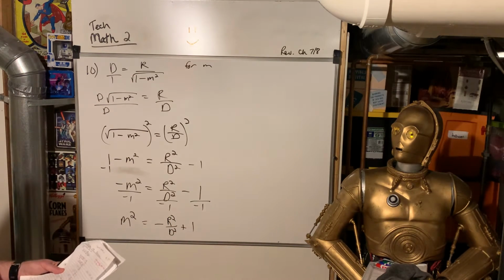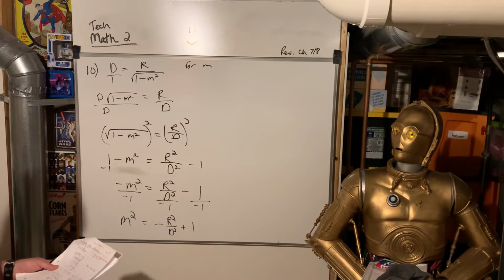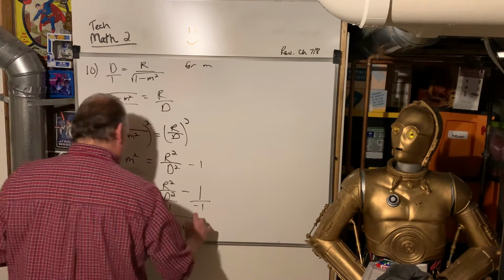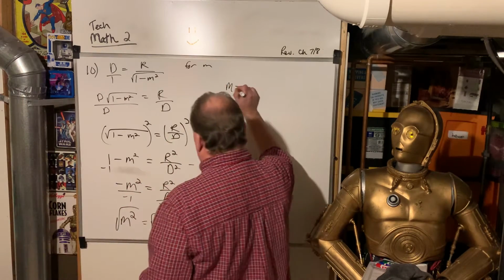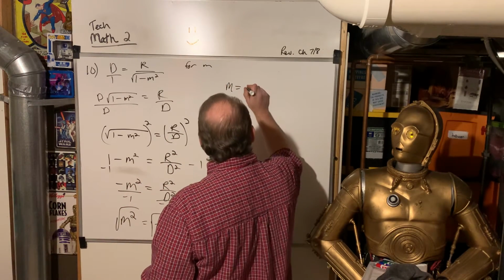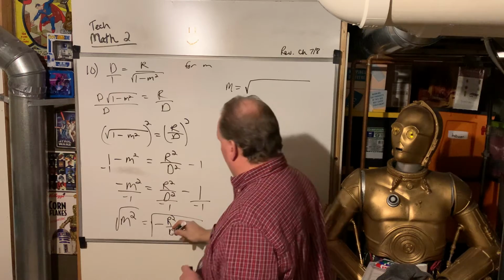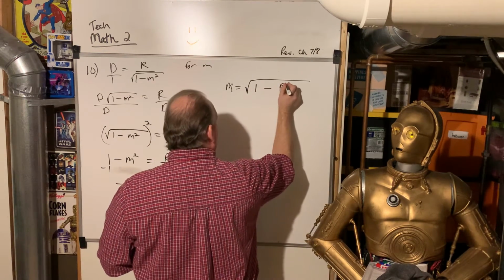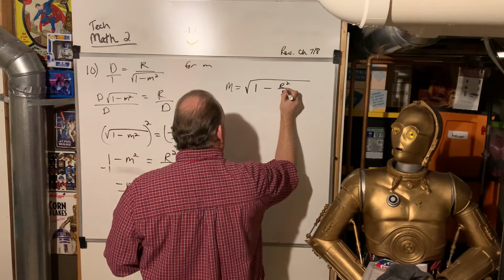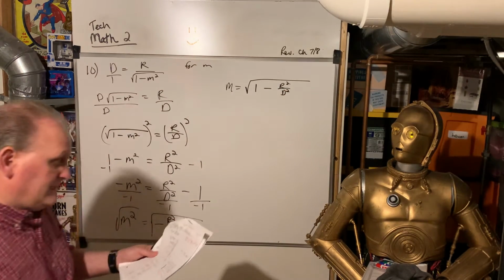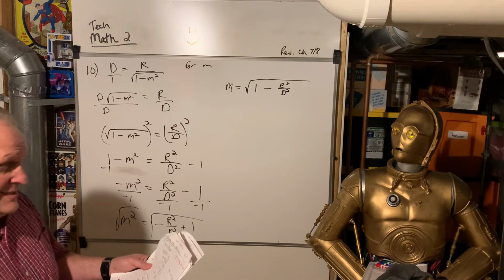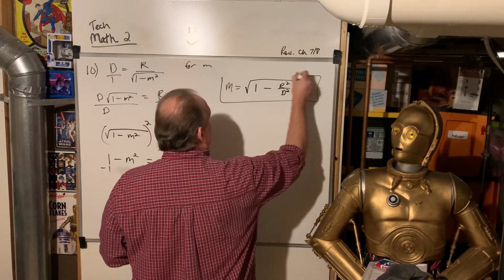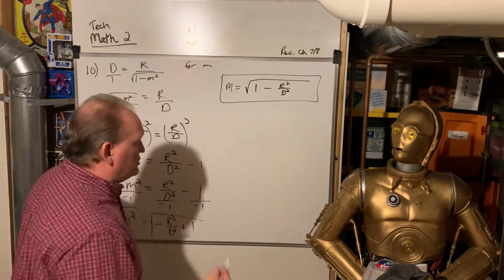And then I take the square root of both sides. But m is equal to the square root of, and I'll write it the other way around, 1 minus r squared over d squared. And so that is a good answer. You just leave it like that. That's fine. They may have had a different version of it.